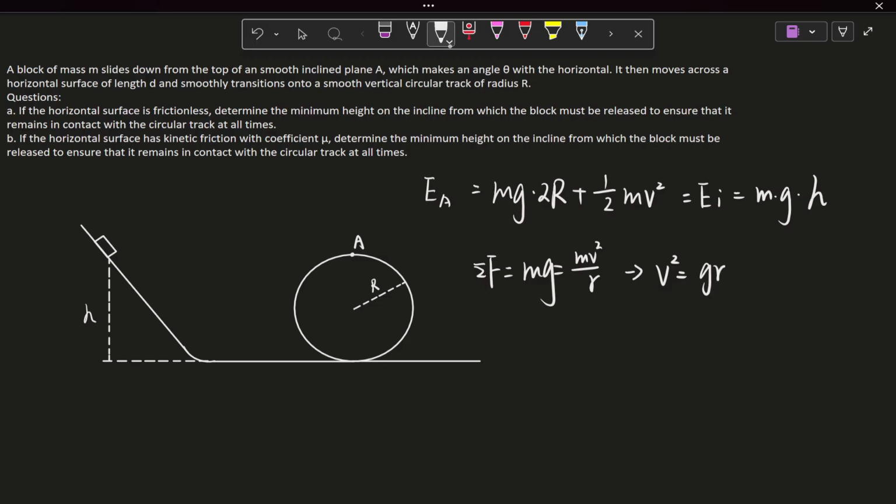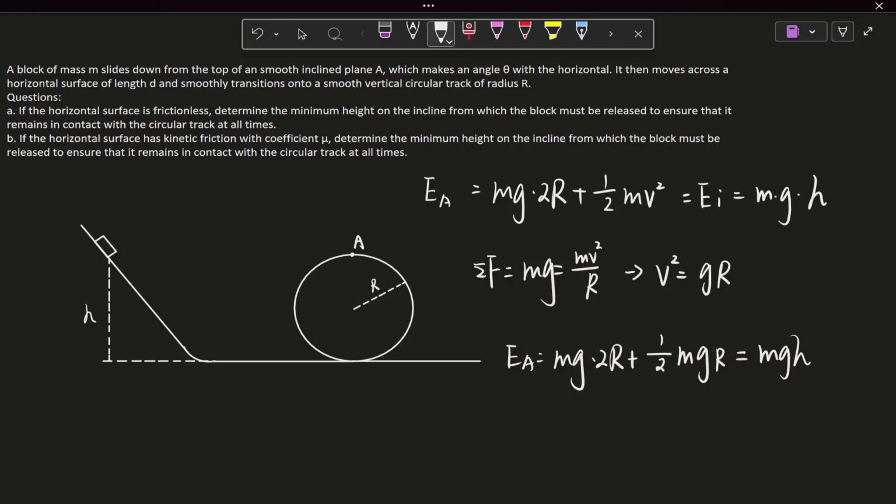gr. We don't need to square root that for now because for the kinetic energy, there's v squared. So we can just plug gr back to the original function. EA is equal to, oh, this one's supposed to be capitalized R. EA will be equal to mg 2r plus 1/2 mgr, and this equals mgh.